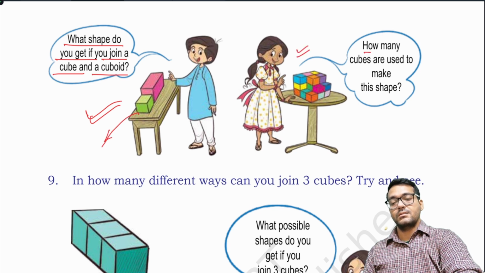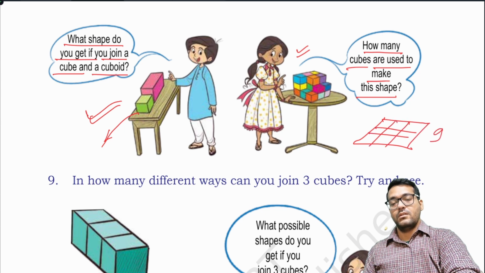This girl asks, how many cubes are used to make this shape? Let's count. If you see the pattern here, at the bottom, you will get 3 into 3, that is 9 cubes. The floor above it has 7 cubes as 2 have been removed. And the floor above it has 5 cubes. You can count. On the top, 5 cubes. Second floor, 7 cubes. And the bottom one has 9 cubes. If you sum it up, you will get 21.